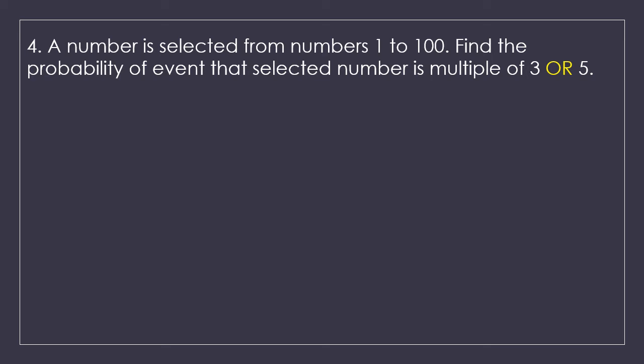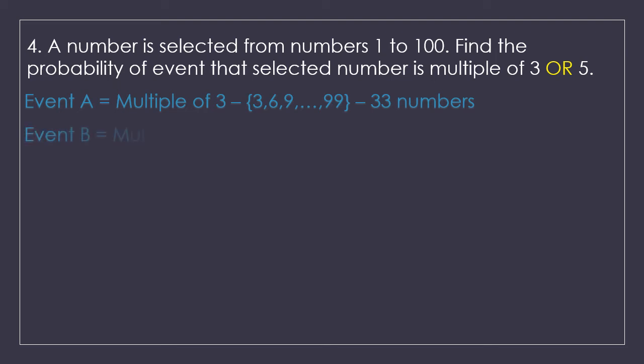Again, "or" is used, so we will have to depict them using the union, but before that we will, as usual, find out the events. That is, event A is a multiple of 3. The multiples of 3 could be 3, 6, 9 up to 99, and when you calculate them, you get 33 numbers. So out of 1 to 100, the number of multiples of 3 is 33.